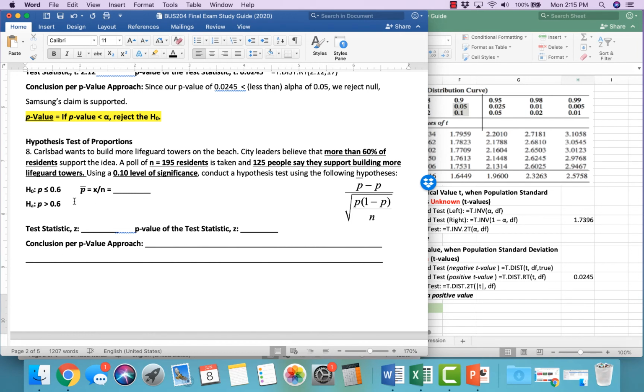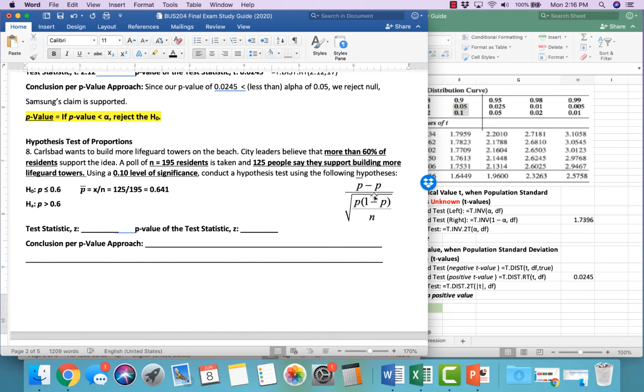So the first thing we have to do is find the sample proportion, or our p-bar, and that's x over n, x being the thing we're interested in divided by our sample. So in this case, we're interested in people supporting our lifeguard towers, and we're told that 125 people said yes out of the 195 people that were polled. So taking 125 divided by 195, I get 0.641 as my sample proportion of residents that support building more lifeguard towers.